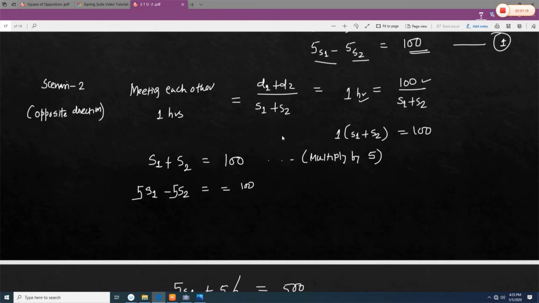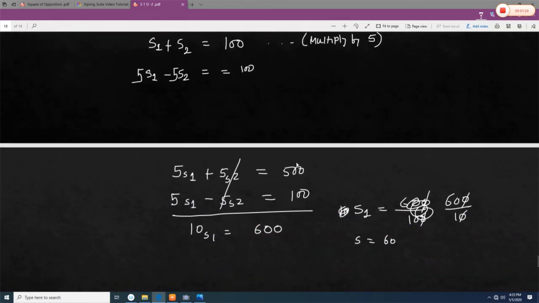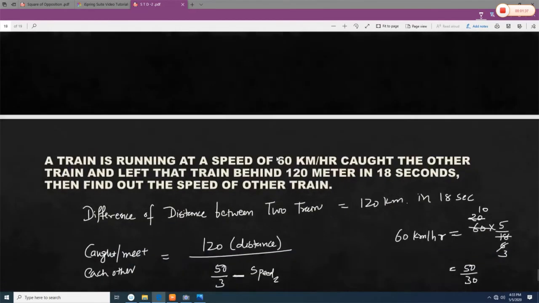Now you have to balance this equation by multiplying by 5. So 5s1 plus 5s2 is equal to 500 and 5s1 minus 5s2 is equal to 100. So 10s1 is equal to 600. So it is 60 kilometers per hour.